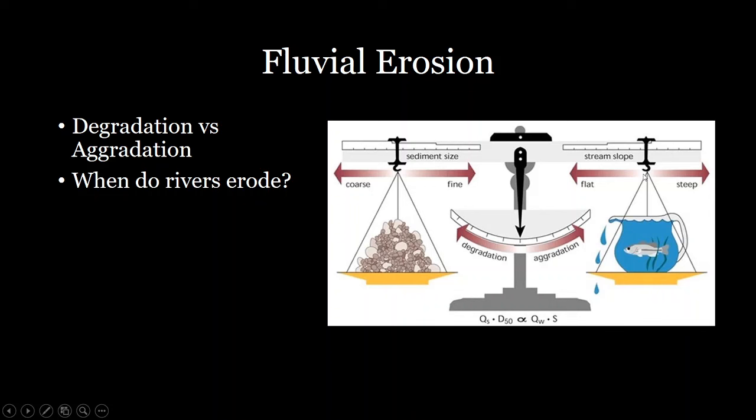The same relationship happens with stream slope. So as you have steeper streams, then that river can transport material more easily, so you have degradation. And if you have a flatter stream, then it can carry less material, it has less power, and therefore you have aggradation.